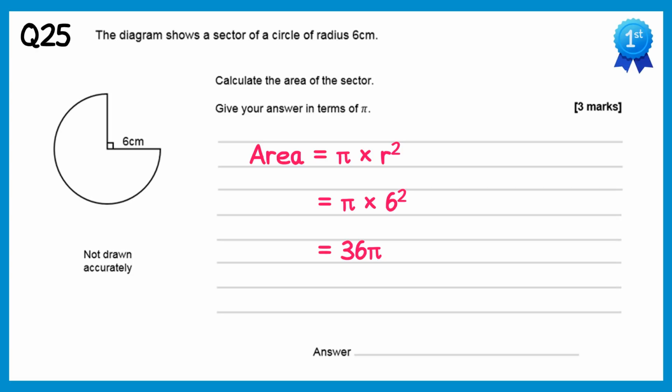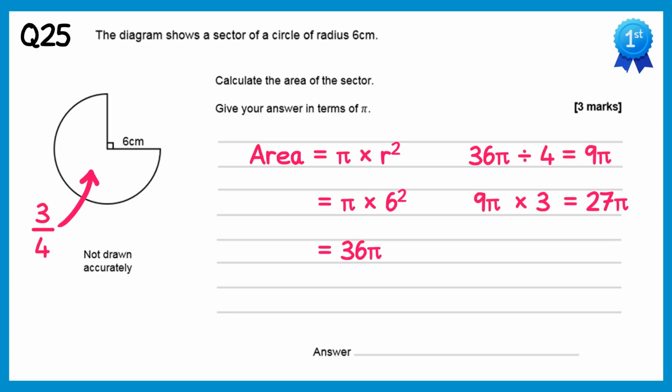Now it's not a whole circle, it's actually 3/4 of a circle, so we need to find 3/4 of 36 pi. To do this, we divide it by 4, which gets 9 pi, and then times it by 3. So 9 pi times 3 gives 27 pi, and that's the answer to the question.